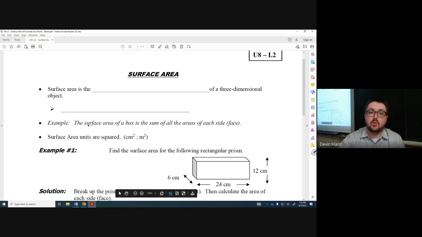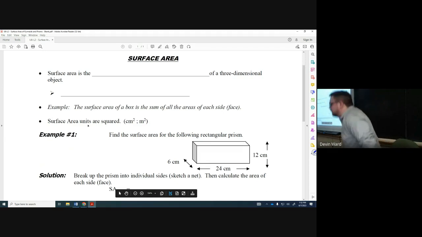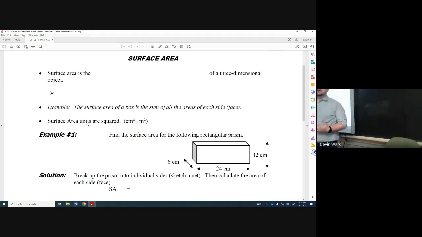Okay, so today we're going to be talking about surface area. So remember, volume is how much space something occupies. Okay, it's a three-dimensional shape for volume that always occupies space, and that is our volume. Now, on the other hand, surface area is the area of the outside of a three-dimensional object. So it's the area of the outside of a three-dimensional object. Okay?